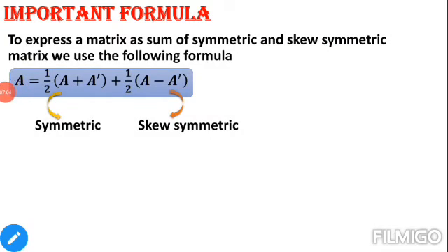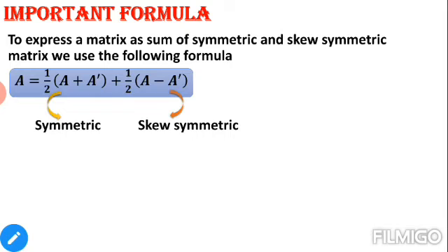Now this is a very important formula, and based on this we usually get a 4-mark problem in a board exam: to express a matrix as a sum of symmetric and skew symmetric matrix. So what I am doing here is writing matrix A as a sum of symmetric and skew symmetric. As we have learned in the previous 2 slides, A plus A transpose is always symmetric and A minus A transpose is always skew symmetric.